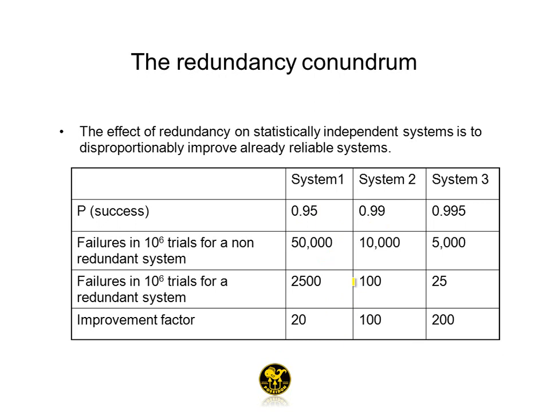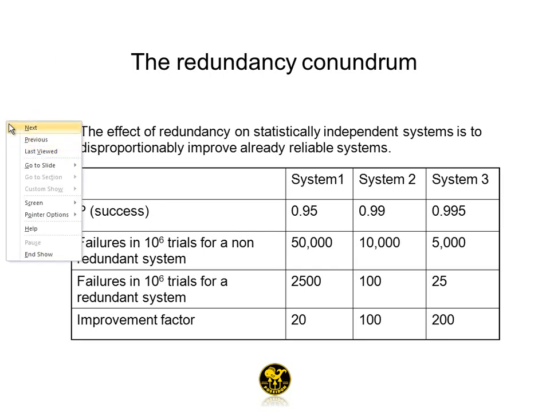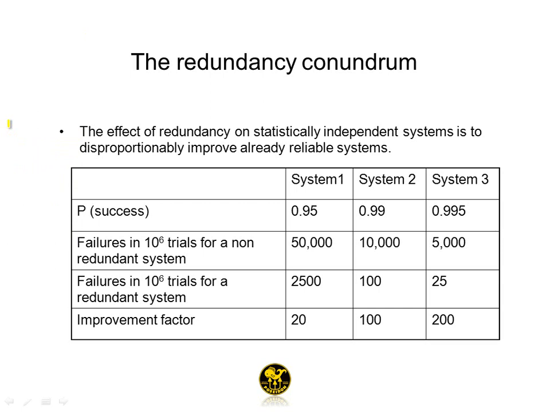Just as an aside, if you run the numbers on redundant systems, let me just show you this. You've got 3 systems whose intrinsic reliability are 0.95, 0.99, and 0.995. If you make them redundant and look at the improvement factor on the bottom row here, you will see that the least reliable system only improved by a factor of 20, the next by a factor of 100, and the most reliable improved by a factor of 200. So I call this the redundancy conundrum.